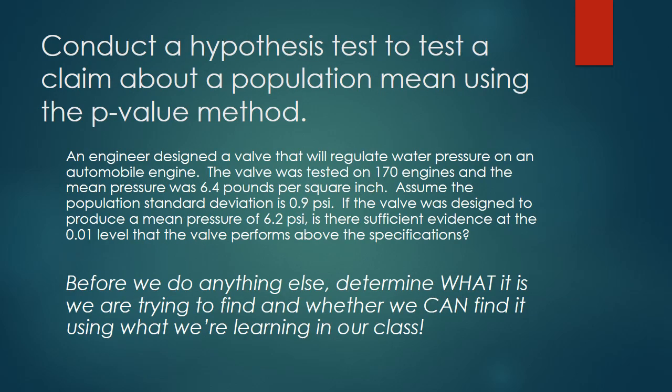So here's the problem that we're going to do. An engineer designed a valve that will regulate water pressure on an automobile engine. The valve was tested on 170 engines and the mean pressure was 6.4 pounds per square inch. Assume the population standard deviation is 0.9 psi. If the valve was designed to produce a mean pressure of 6.2 psi, is there sufficient evidence at the 0.01 level that the valve performs above the specifications?